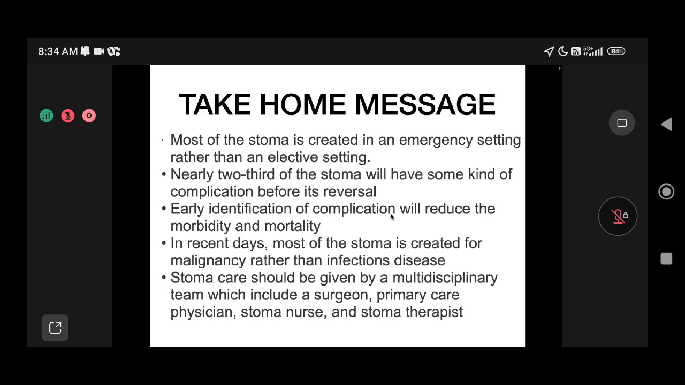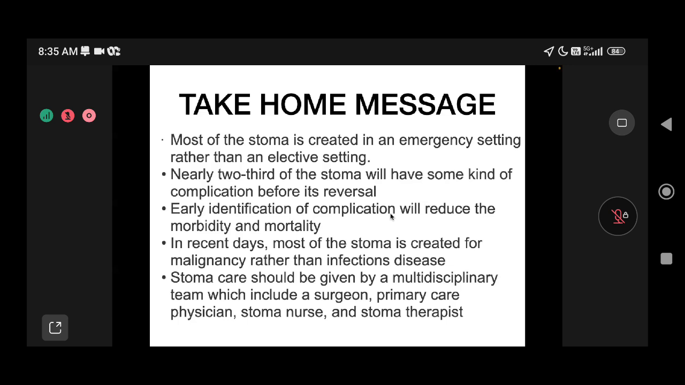Early identification of complications will reduce morbidity and mortality. This is true in general for every surgery, everything. So we need to identify and correct it. In recent days, most stomas are created for malignancy rather than infectious disease. The incidence and prevalence of malignancy are increasing, so these indications are also going up, and that's why malignancies are more common.